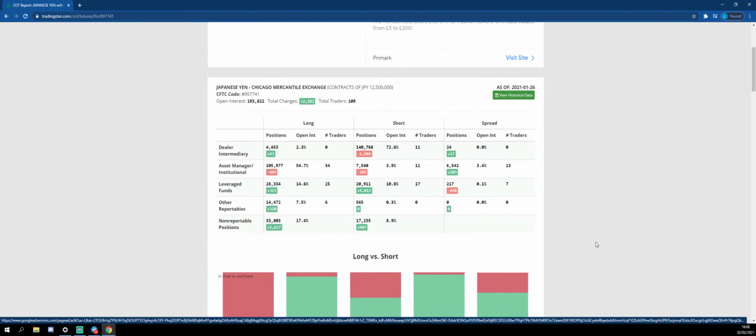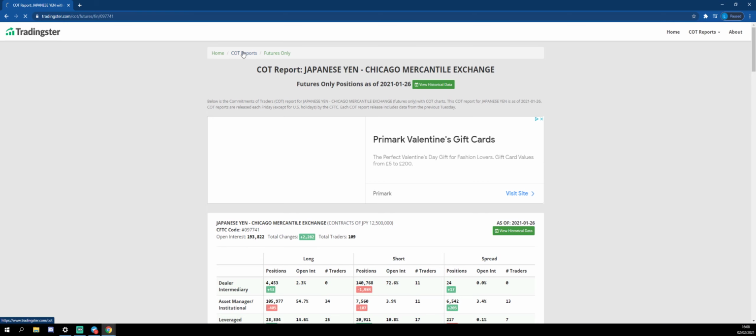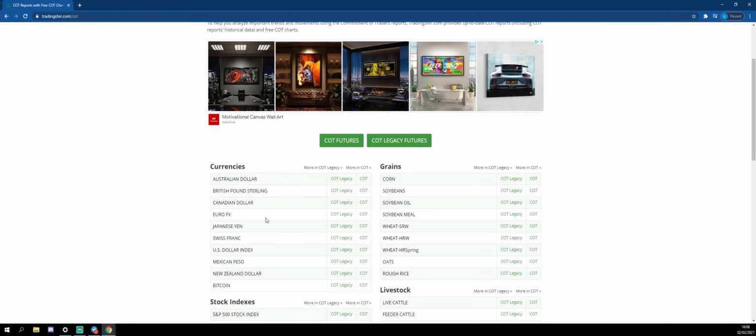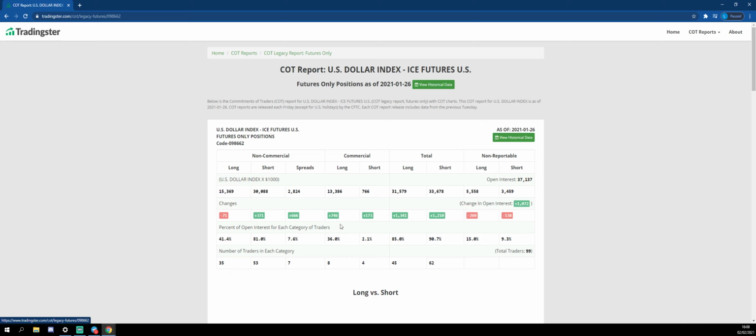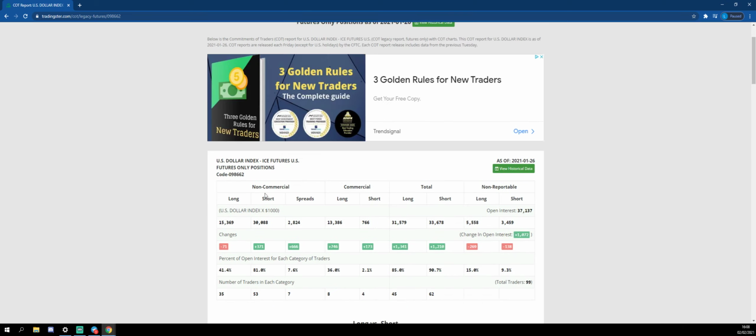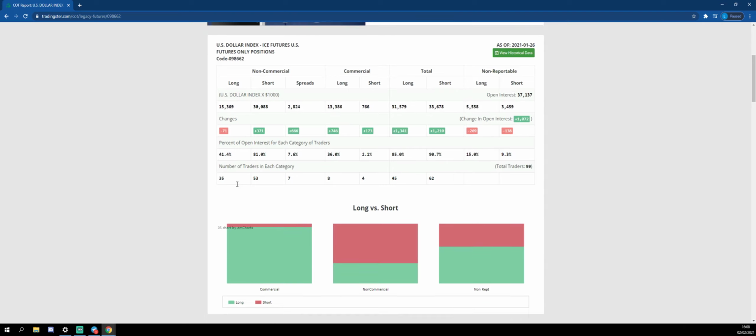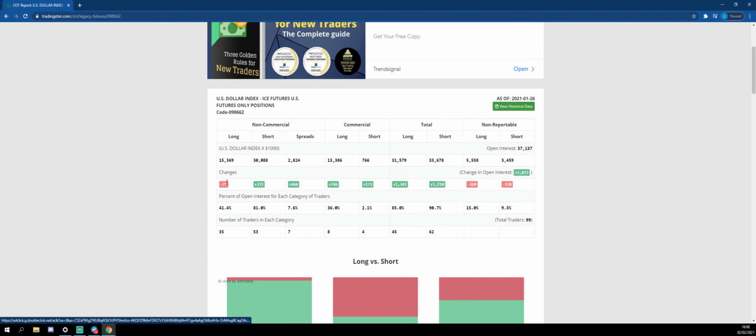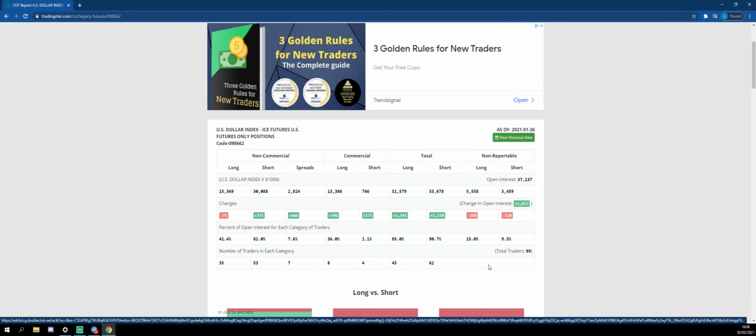Lastly, we'll just quickly go over another one as well, which is, let's look at the dollar. COT legacy as well. You can use this. It's pretty much the exact same as what the other COT report shows you. It's just that these are slightly different, right?